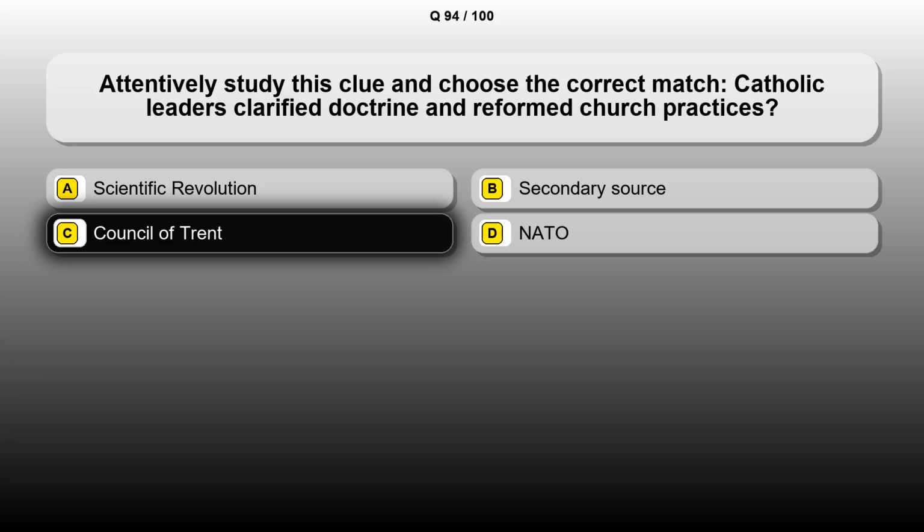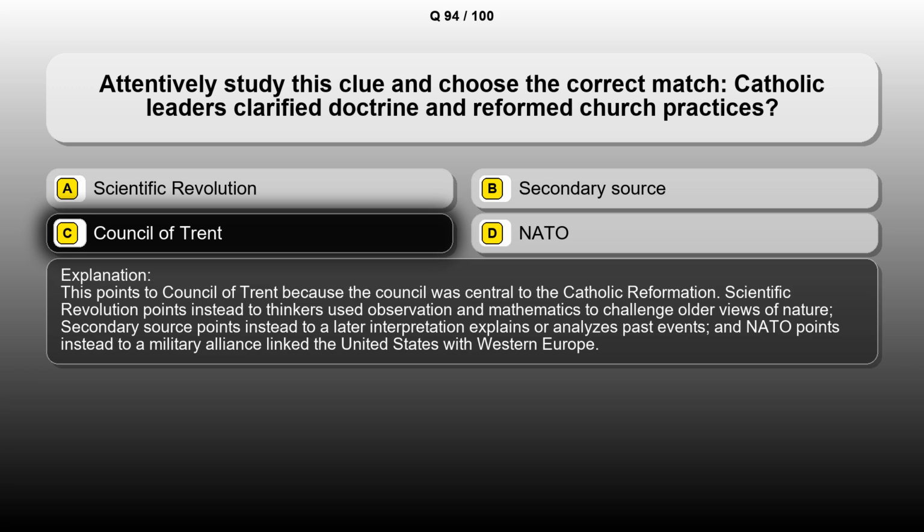The correct answer is option C, Council of Trent. This points to Council of Trent because the council was central to the Catholic Reformation. Scientific Revolution points instead to thinkers used observation and mathematics to challenge older views of nature. Secondary Source points instead to a later interpretation explains or analyzes past events, and NATO points instead to a military alliance linked the United States with Western Europe.